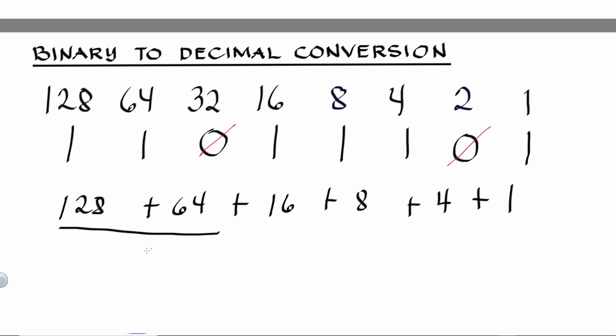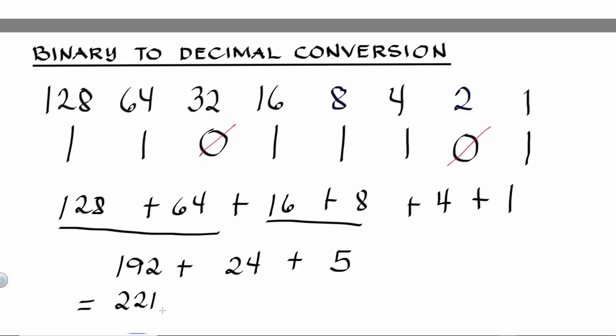So 128 plus 64 is equal to 192. 16 plus 8 is equal to 24, plus 4 plus 1 is equal to 5. Then 192 plus 24 is equal to 216 plus 5 is equal to 221 base 10. So that's how you convert binary numbers into decimal numbers using three different methods. Easy peasy lemon squeezy, right? And just choose which method works best for you.